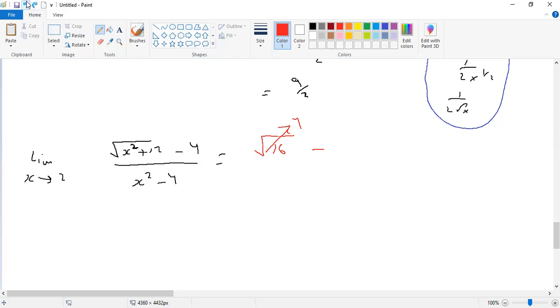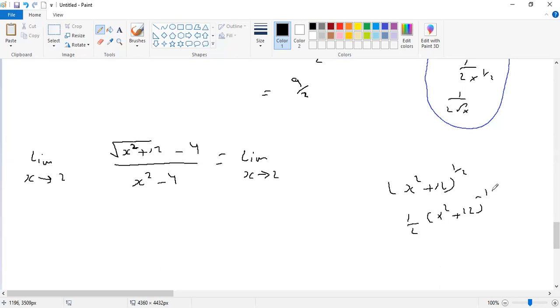Now, the derivative of the numerator over the derivative of the denominator. What is the derivative of the numerator? So the limit for this one: I have now x squared plus 12 to the power half. So the half, and I have x squared plus 12 to the power negative half. Now the derivative of the inside will be times 2x. The 2 will cancel out, so x over radical x squared plus 12, because the negative half power goes to the denominator.